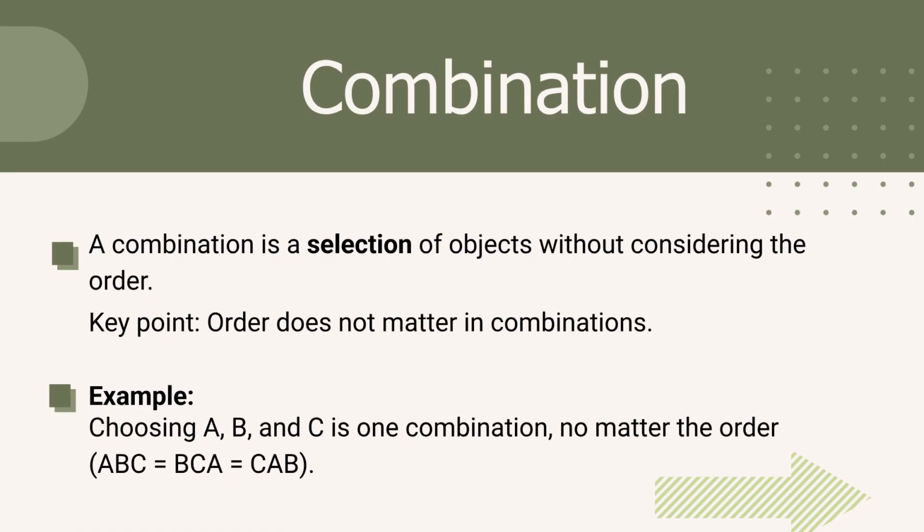A combination is a selection of objects where the order does not matter. The key point here is that order is irrelevant. Choosing A, B, and C is only one combination, regardless of the sequence.